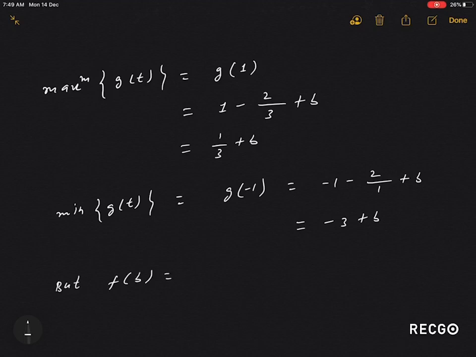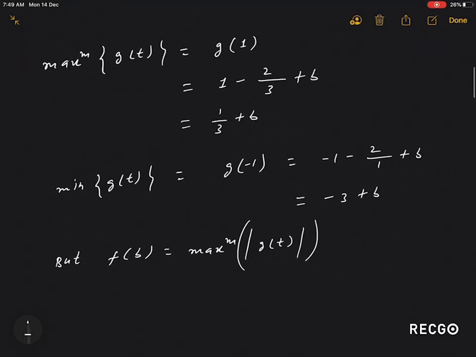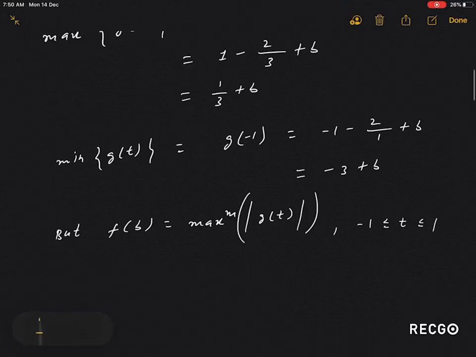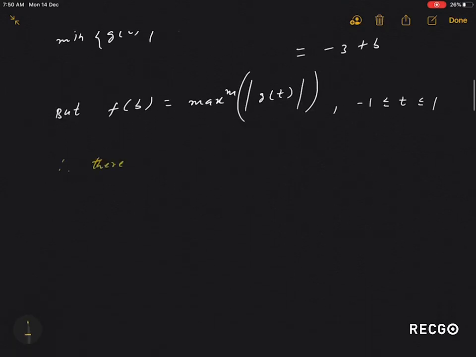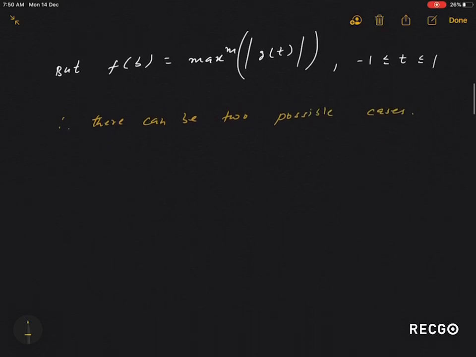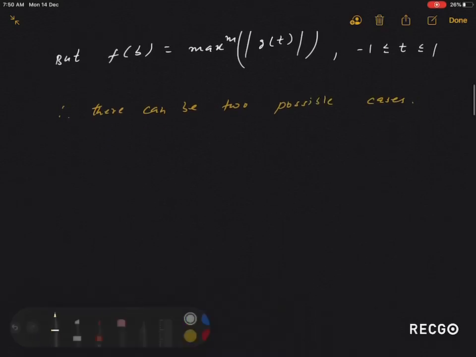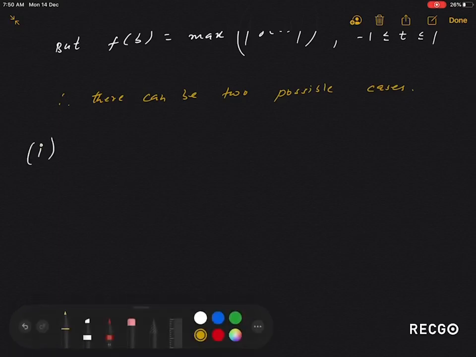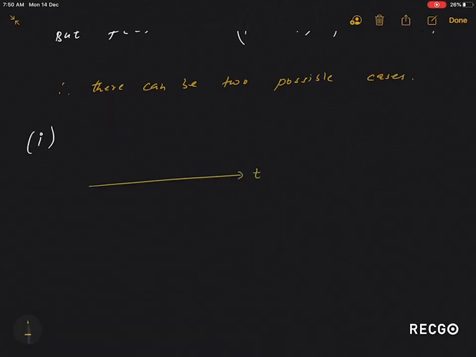That is b minus 3. But f of b is actually the maximum of mod of g of t. It is not the maximum of g of t, rather it is the maximum of mod of g of t. So therefore f of b, as you can see from here, t lies between -1 and 1. As we know the maxima of g of t and minima of g of t, there can be two possibilities magnitude wise. Either the magnitude of maxima shall be greater than the magnitude of minima, or the magnitude of minima shall be greater than the magnitude of maxima.